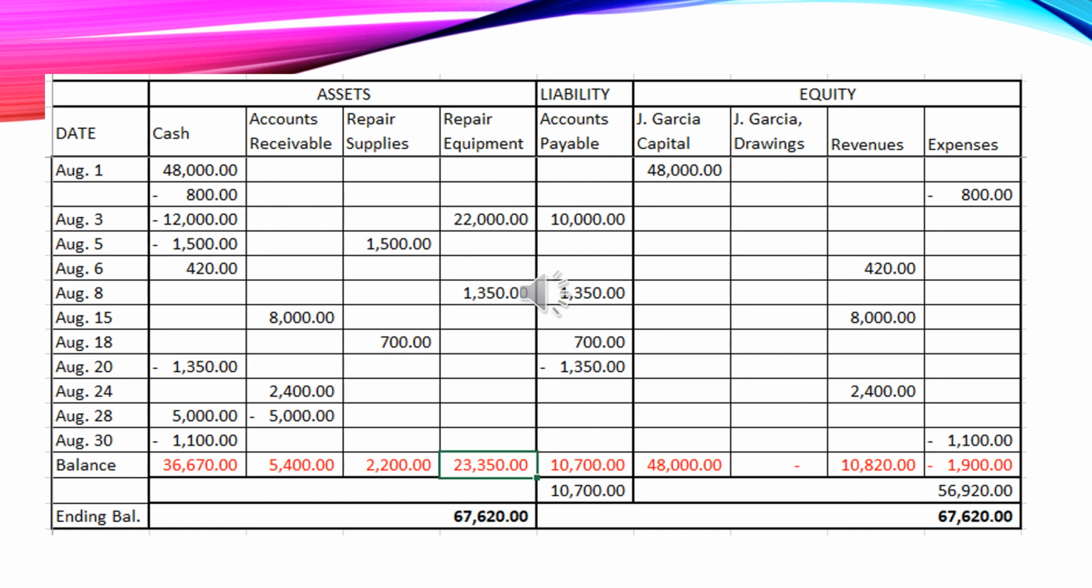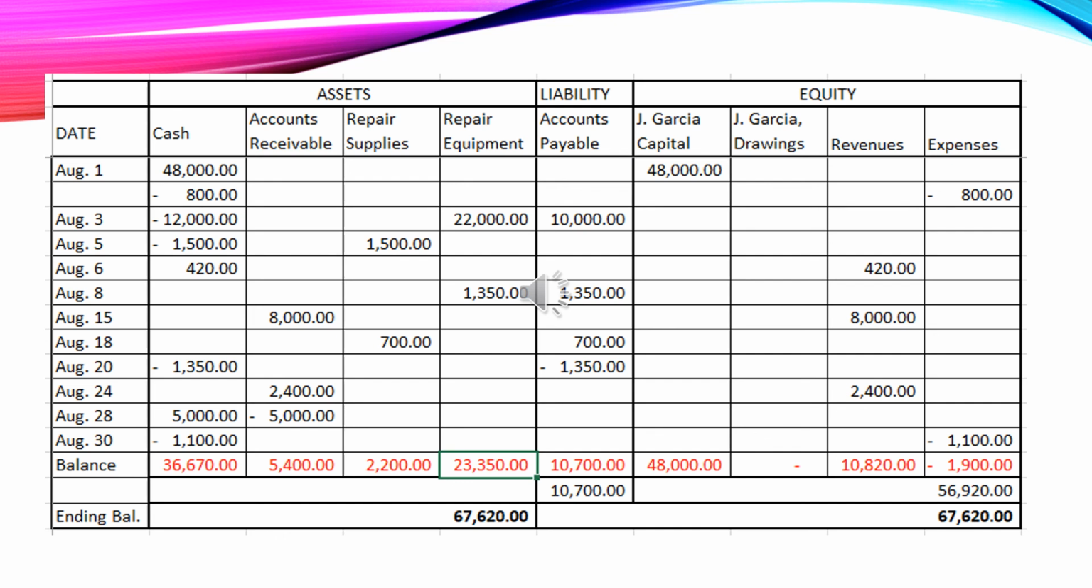67,620. And then we come to the liabilities. The total of the liability is 10,700. That is 10,000 plus 1,350 plus 700 minus 1,350. And then the capital is 48,000. The revenue is 420 plus 8,000 plus 2,400, which totaled 10,820. And for the expenses, that is 800 plus 1,100. So the total expenses is 1,900.